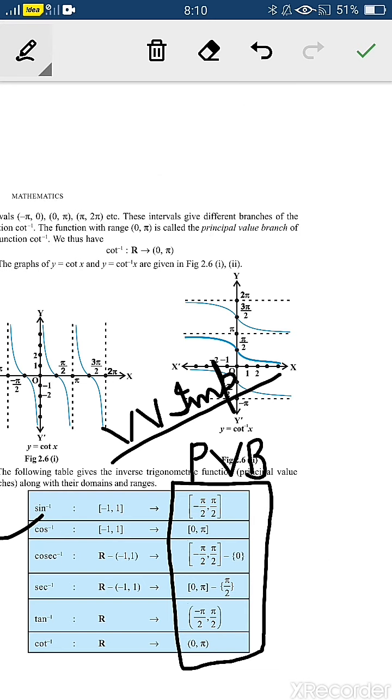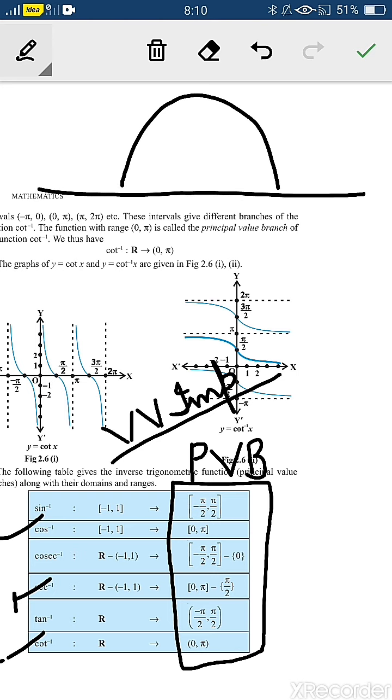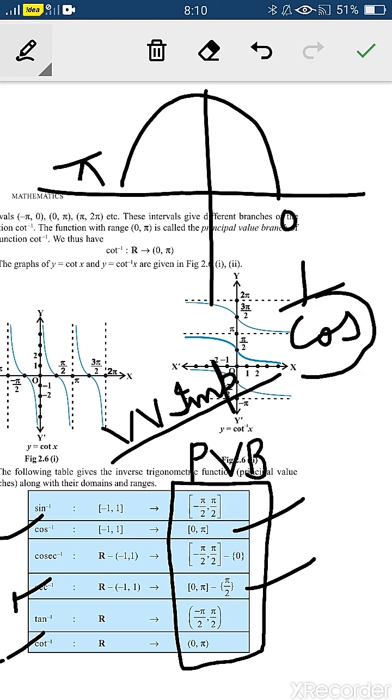The next three friends are cos inverse, secant inverse and cot inverse. Their intervals are from 0 to pi, in the first and second quadrant. This is 0 and this is pi. Cos inverse has the closed interval 0 to pi, and secant inverse the closed interval except π/2. Why? Because 1 upon cos is not defined at the angle π/2, since cos 90 is 0. And cot inverse is the open interval 0 to pi. Why open? Because cot is not defined at 0 degrees and pi.